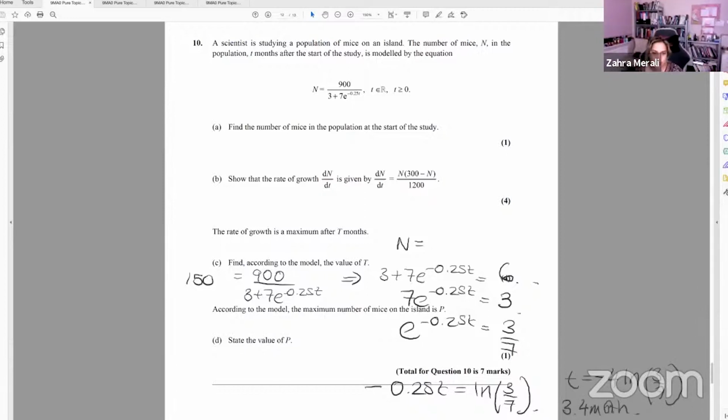Right, according to the model, the maximum number of mice on the island is P. Now that's what I actually answered first in part C without thinking.